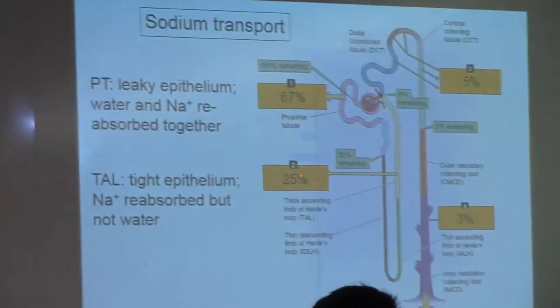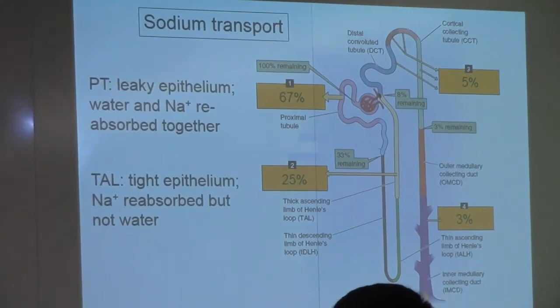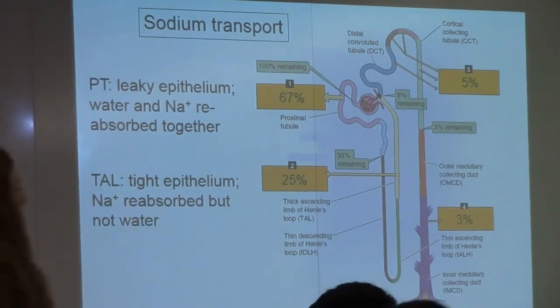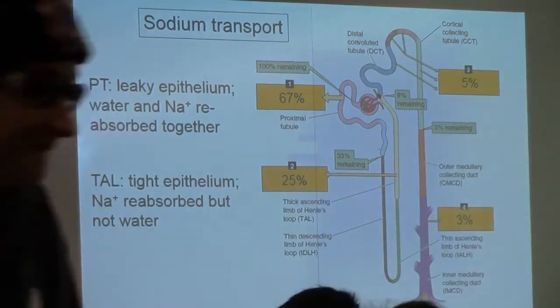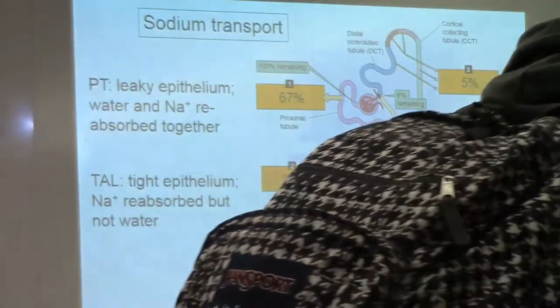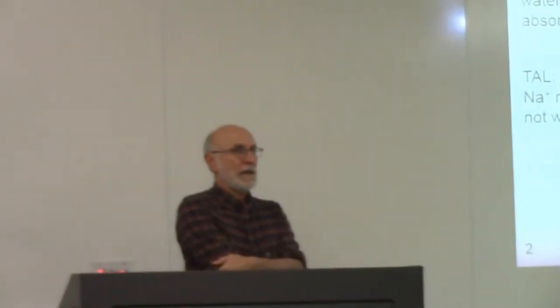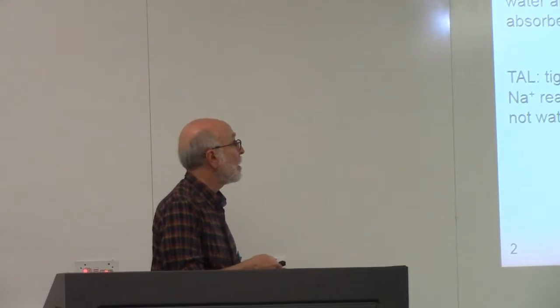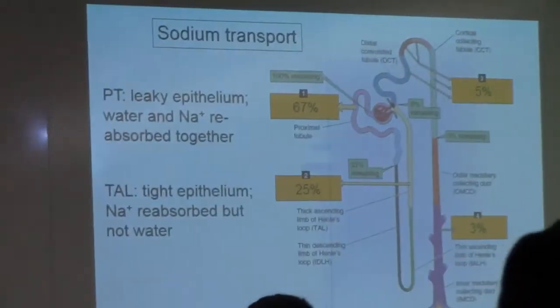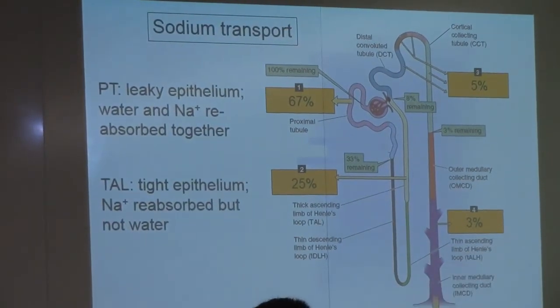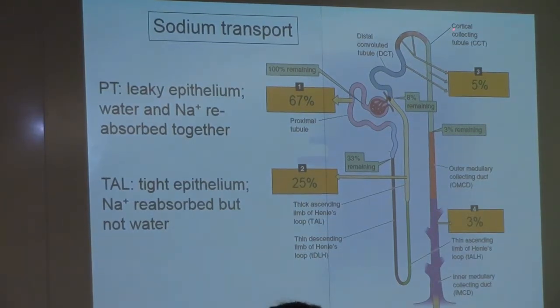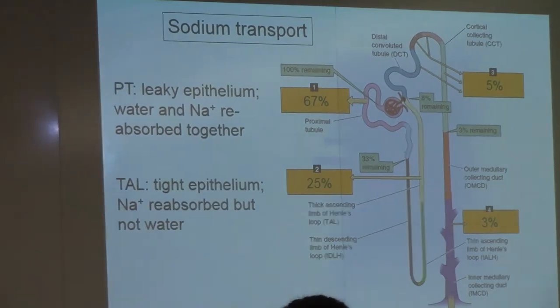In the ascending limb of the loop of Henle, another 25% is reabsorbed. And this is sodium reabsorption without water reabsorption. This is going to become important for water homeostasis in a few minutes. So this is sodium recovery, but no permeability to water. And then in the distal tubule and the collecting tubule, the remaining 8% are reabsorbed. So that's the broad overview.